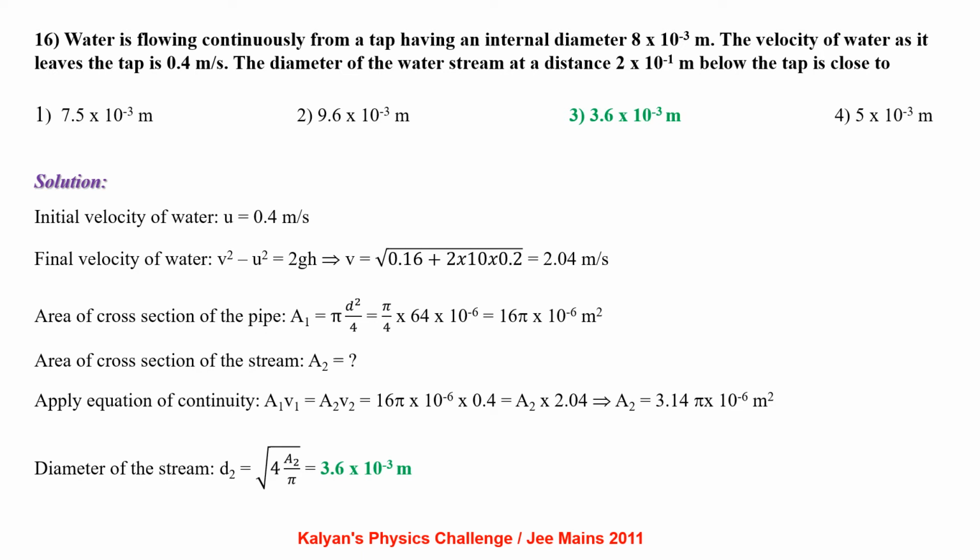We are asked to calculate the area of cross section 2 into 10 power minus 1 meter below the tap. We can apply the equation of continuity A1 V1 equal to A2 V2. From there, upon simplification, we get the area to be 3.14 pi into 10 power minus 6 meter square and the diameter to be 3.6 into 10 power minus 3 meter.